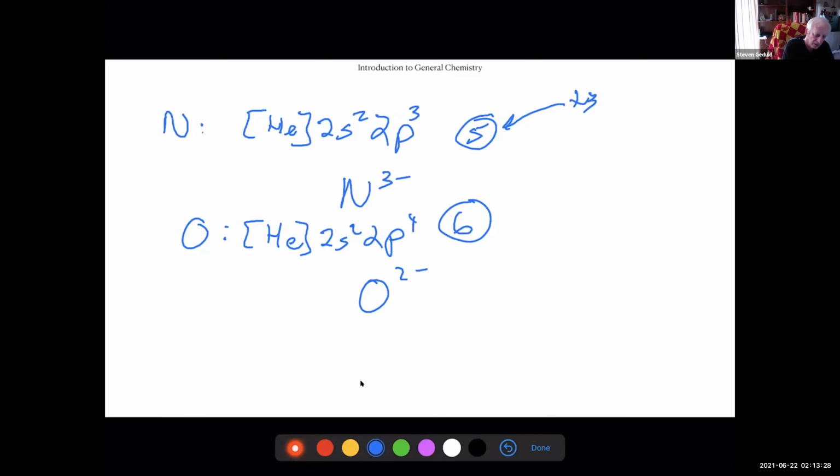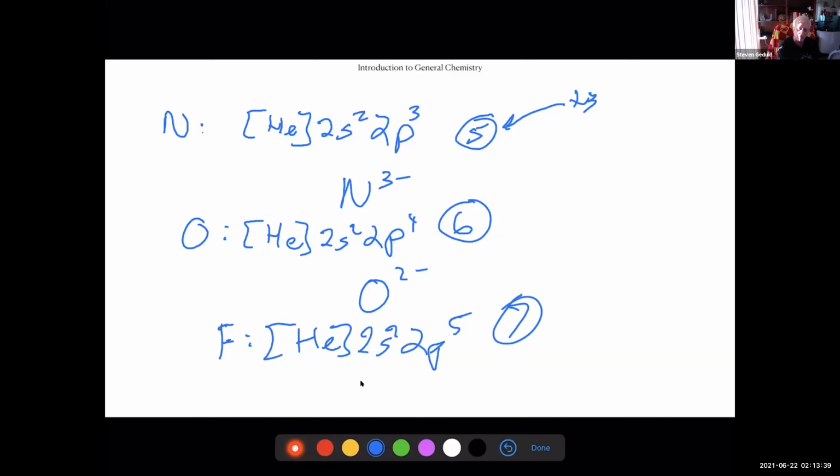Fluorine, chlorine, these are the halogens. There's helium, 2s2, 2p5. That's 7 valence electrons. They want to add 1. So fluorine, chlorine, they're going to be negative 1. Okay, that's how we determine all these charges. That's it. By these electron configurations and our valence electrons.